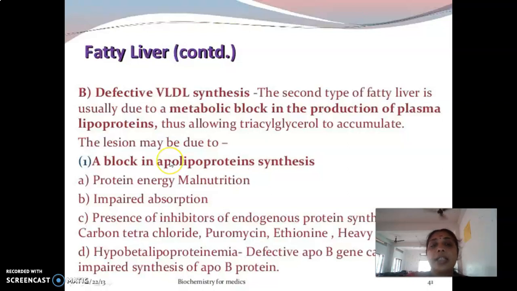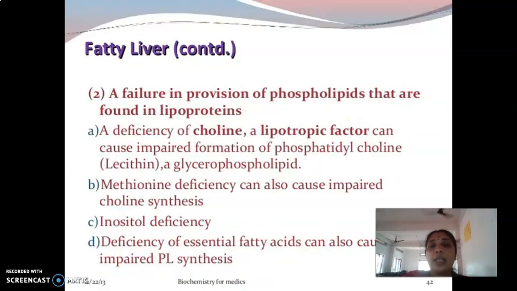Then defective VLDL synthesis, a block in the apolipoprotein synthesis. That is, VLDL is actually made up of TGs and ApoB100, ApoC, ApoE, etc., especially ApoB100, right? So if there is any break in the synthesis, if there is any defect in the synthesis of the apoproteins, the VLDL cannot be formed. So what happens? The TG will be remaining there. So all these conditions can lead to the fatty liver.